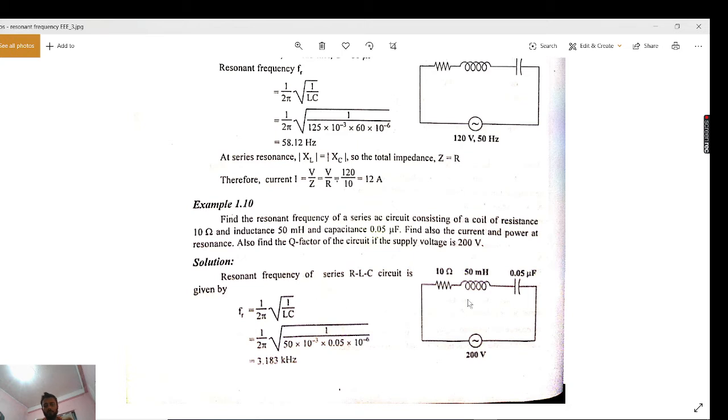So again we have the case of a series RLC circuit, and in the case of a series RLC circuit the resonance frequency is given as Fr equals 1 upon 2 pi root under 1 upon LC. On substituting the values of L and C, here the value of L is given as 50 millihenry and the value of C is given as 0.05 microfarad. On substituting this we will get 3.183 kilohertz.